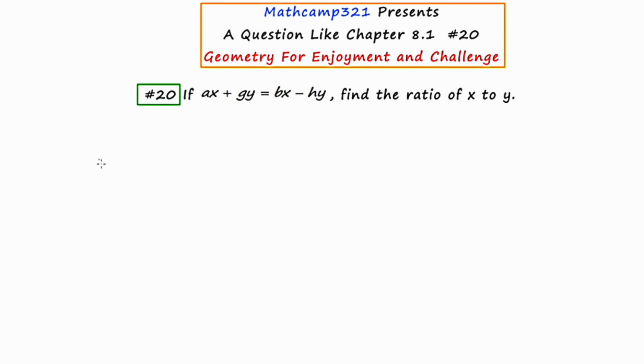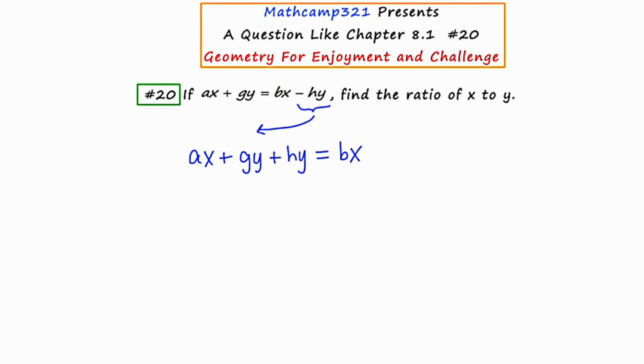So I'm going to have the y party on the left-hand side. What I want to do is move this negative hy term over to the other side. Right now it's negative, so when I bring it over here, it's going to end up being positive. So I'm going to end up getting ax plus gy plus hy, and that's equal to bx. Now all the terms that contain y are on the same side of the equation, having their so-called party.